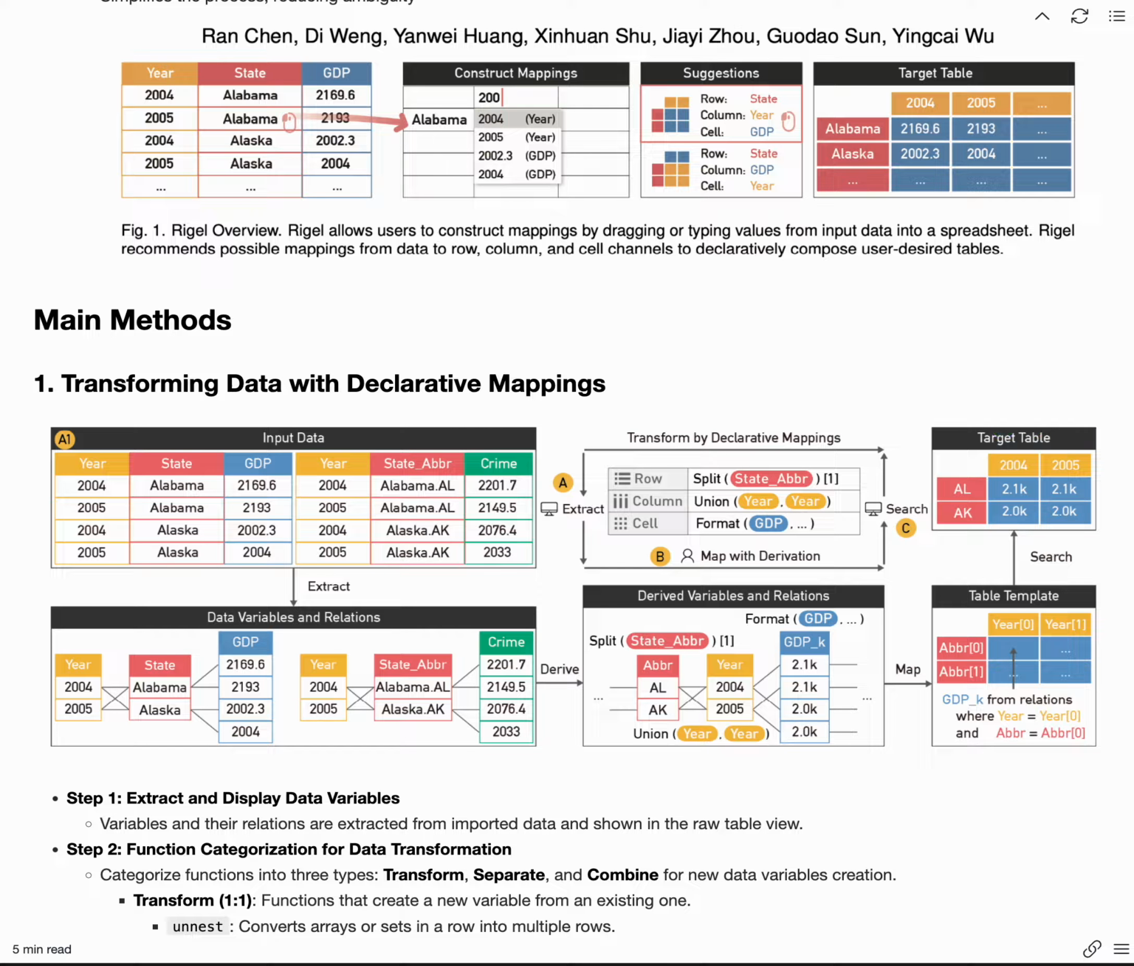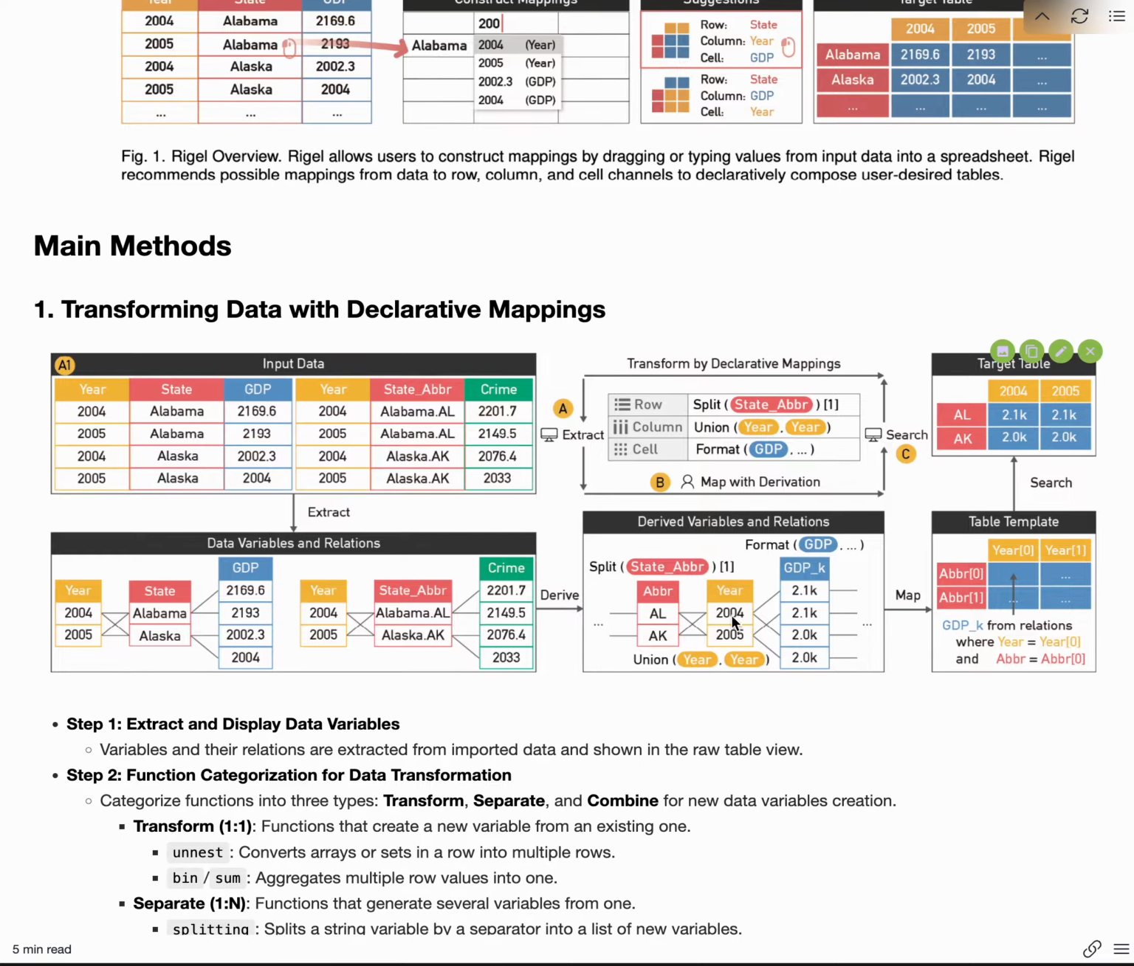So for the left part, Ringo tags out six pieces of information from two tables of data. It connects these pieces, like matching 2004 from the year to Alabama and Alaska from the state and then to their GDP numbers.